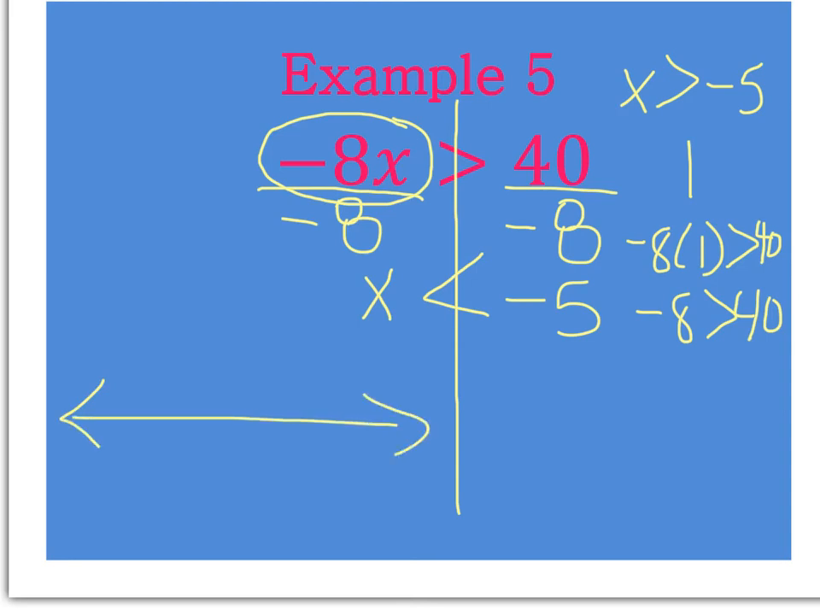And so now if we were to graph our solution, make our number line, we have an open circle above negative 5, and x is less than negative 5, so we shade everything to the left.